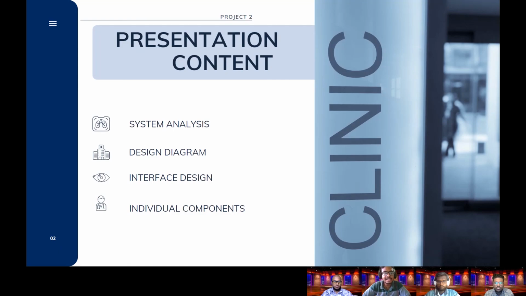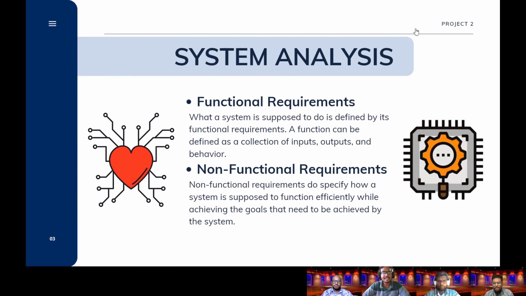Okay, this is today's presentation content. We have 4 parts, which are system analysis, design diagram, interface design, and individual components. First we're going to start with system analysis. In system analysis, we can divide it into 2: functional requirement and non-functional requirement.